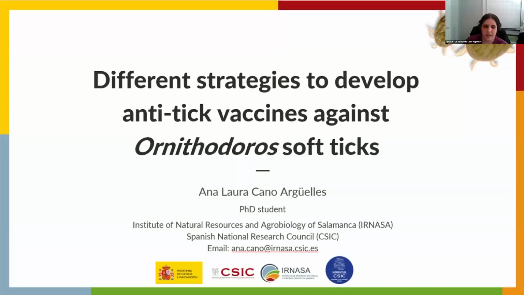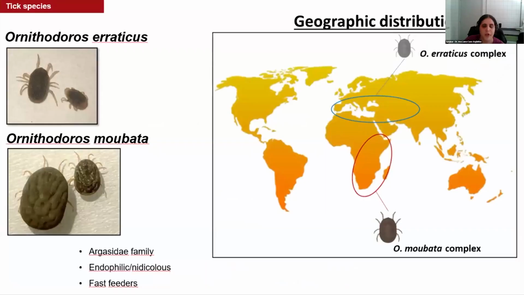So, well, I would like to thank Alina and Alejandro for the invitation to this webinar, for the opportunity to share the research of our lab. Today, I will talk about the work our lab has been doing in the last few years, focused on different strategies to develop an anti-tick vaccine against Ornithodoros ticks. First, I will introduce the tick species that we work with, Ornithodoros erraticus and Ornithodoros moubata.